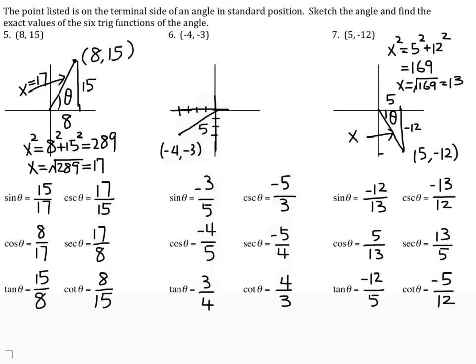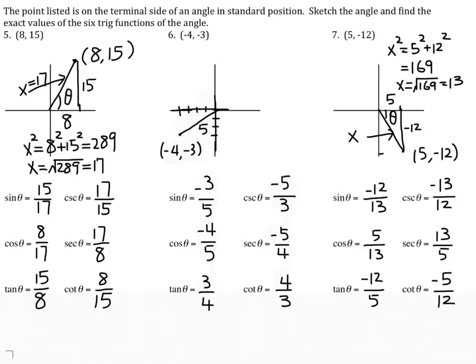The x value is 8, y is 15. Remember I said x is always going to be the adjacent side, and opposite is always going to be your y value. First we need to calculate the hypotenuse, applying the Pythagorean theorem. 8 squared plus 15 squared equals the hypotenuse squared. So the hypotenuse is the square root of 8 squared plus 15 squared, which is 289. The square root of 289 equals 17. So the hypotenuse is 17.